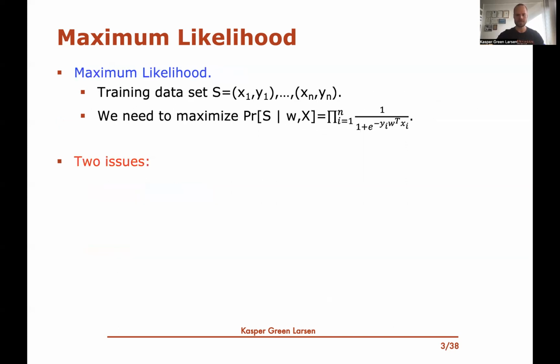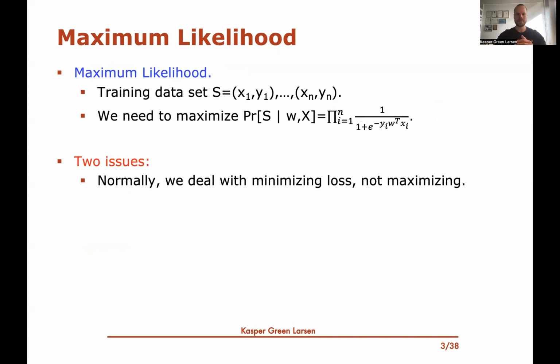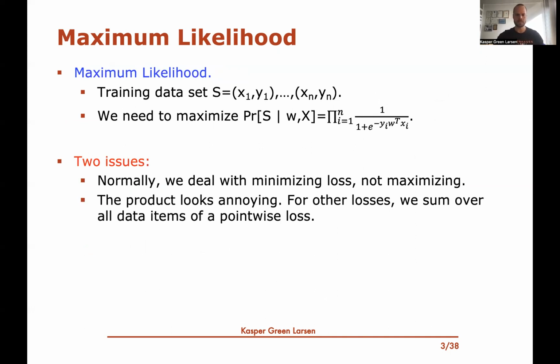There are a couple of issues with this compared to what we've seen before. In the previous videos with linear regression, logistic regressions, and decision trees, and so on, we studied minimizing a loss function, whereas here we're trying to just maximize a likelihood. So it's a little different. It's not a major issue. It'll be easy to deal with.